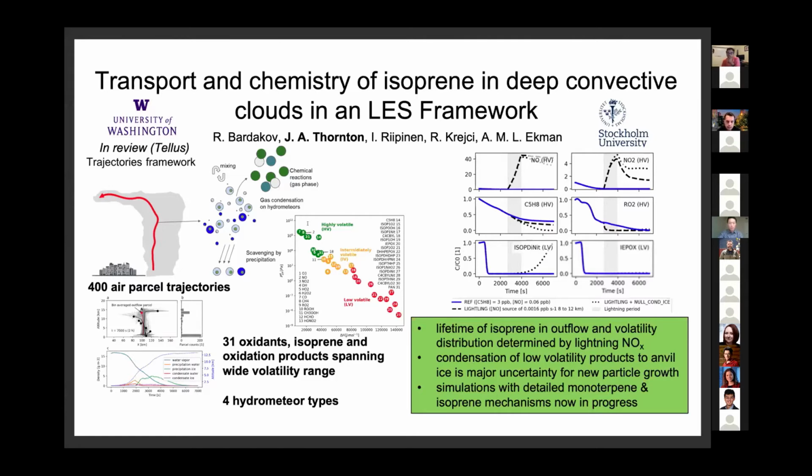And we find that the lightning NOx and uptake of low volatility vapors to cloud ice have substantial impacts on the types and concentrations of low volatility organics that are produced in the outflow, with implications for new particle formation and growth by isoprene in the outflow region.